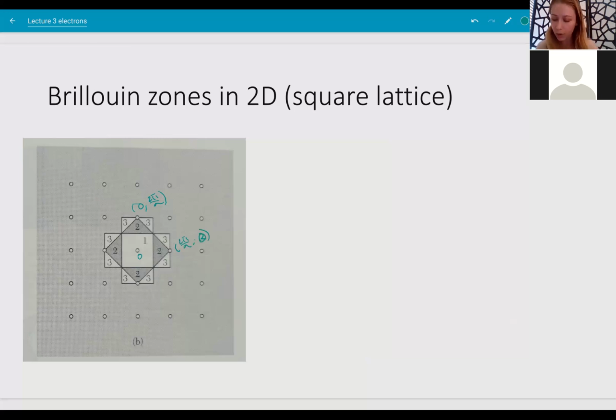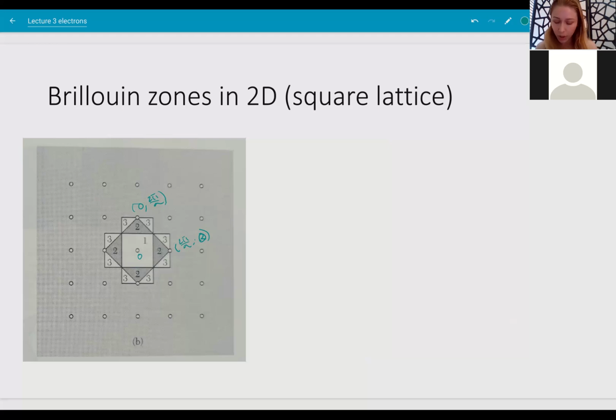So our starting point for discussing metals and their Fermi surfaces is drawing the Brillouin zones. This is similar to what was done a little bit ago for 1 dimension, but in 2 dimensions and also 3 dimensions, more interesting things happen.